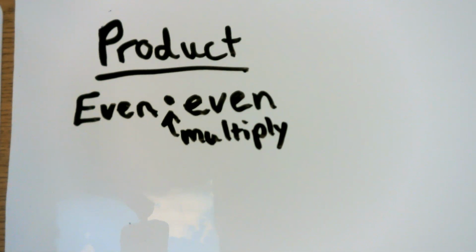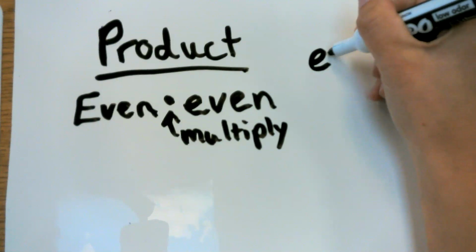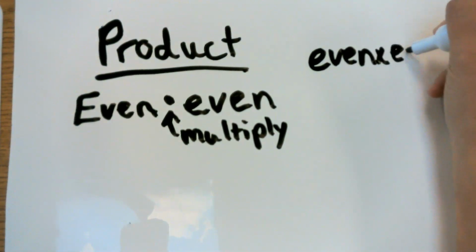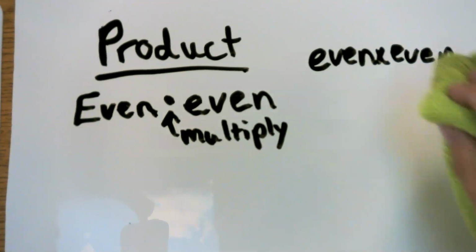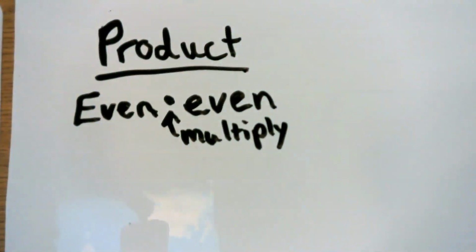And one of the reasons why we might use a dot instead of the X is, don't write this down, but if I were to write even times even, you might see that that looks like even x even. It kind of looks like a word as opposed to a multiplication sign. So oftentimes, especially when we're using letters in math, we will use the dot to represent multiplication so you don't confuse it with the letter X.